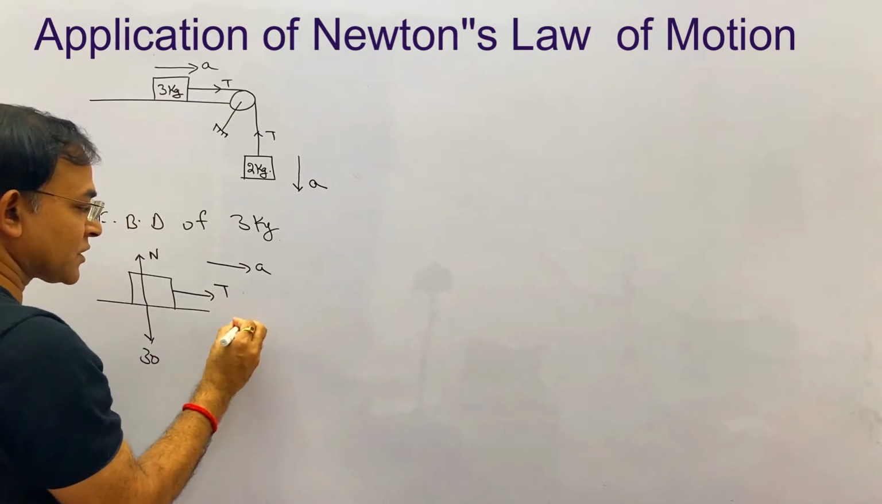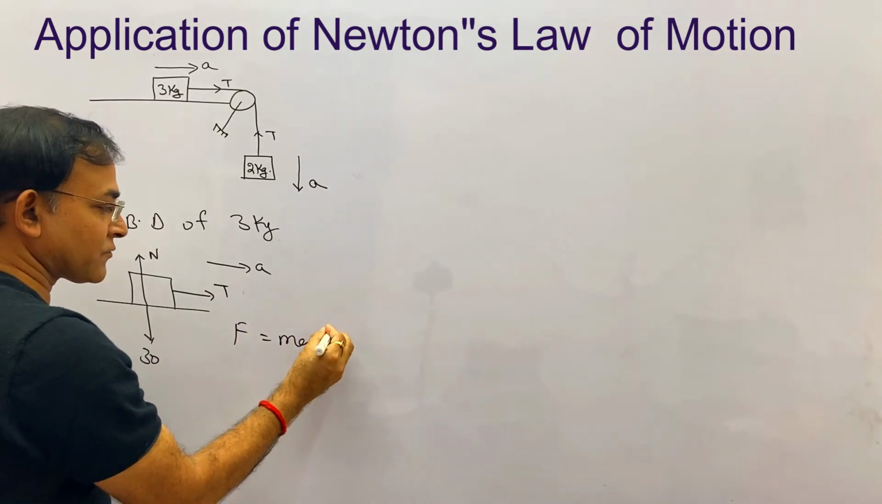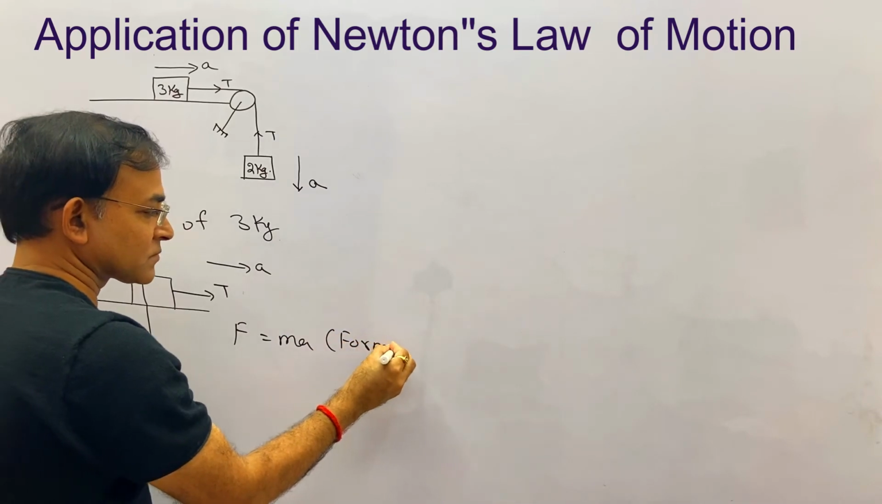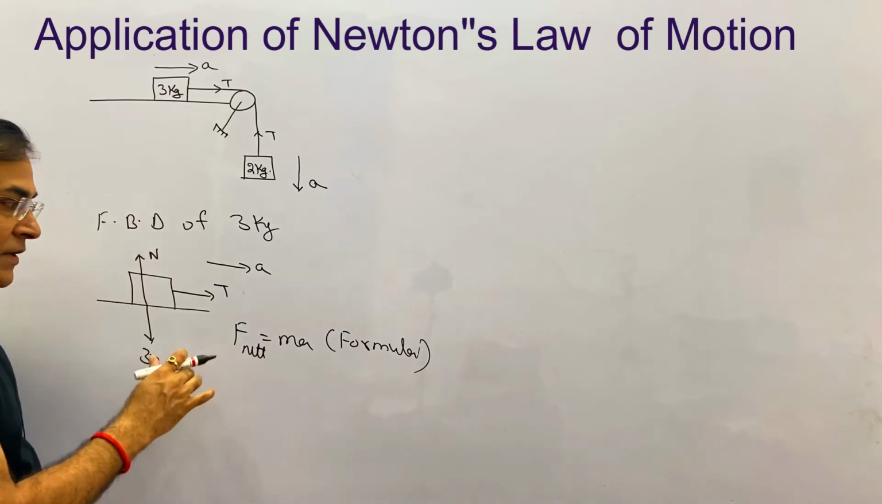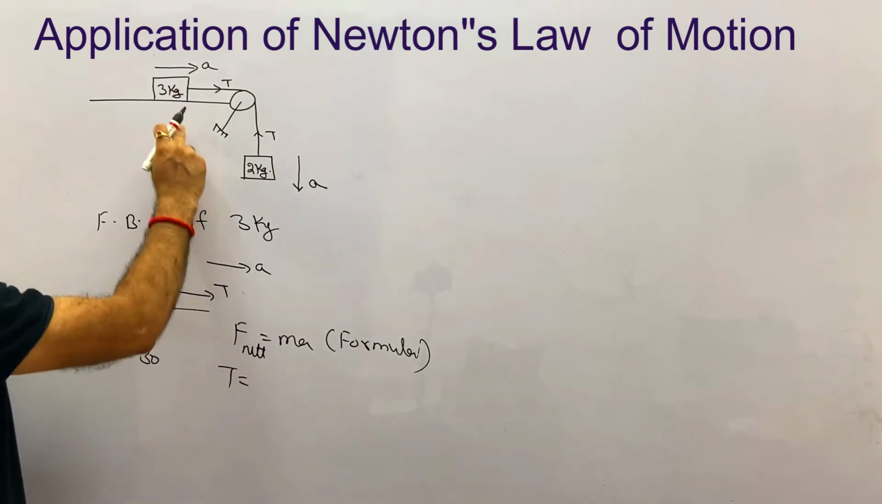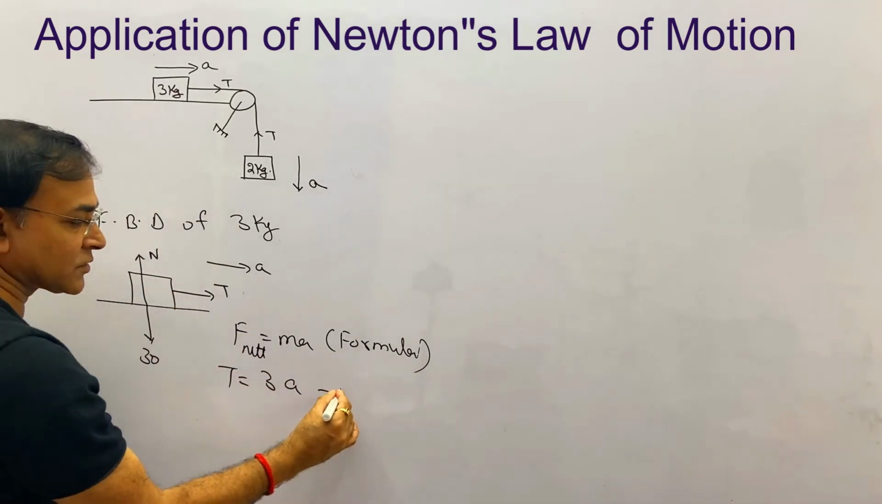So by using Newton's law, F equal to ma, this is a formula, this is the net force, we are using the net force. So this T will be equal to, mass is 3 kg, 3 into A. Now this is equation number 1.